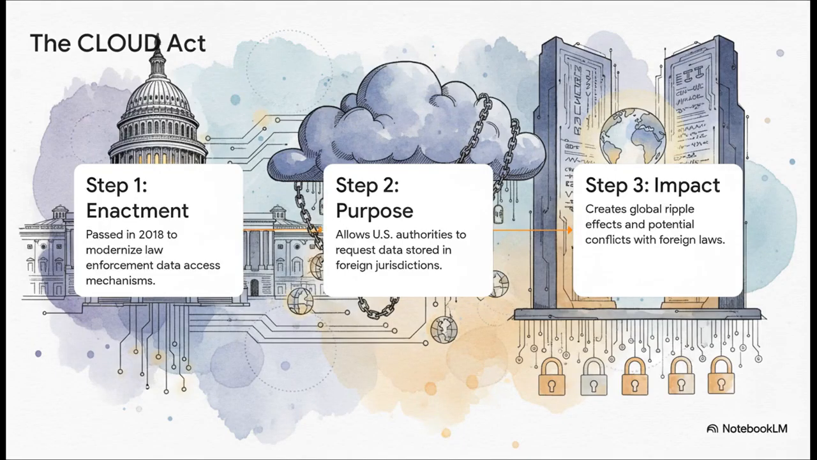Okay, so here it is in a nutshell. The Cloud Act was passed back in 2018 to basically update some really old laws for our modern cloud era. But here's the kicker. It gives U.S. law enforcement the power to demand data from U.S.-based tech companies, even if that data is stored on servers in another country, say in Germany or Japan.